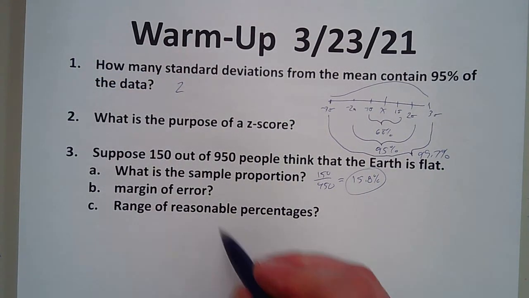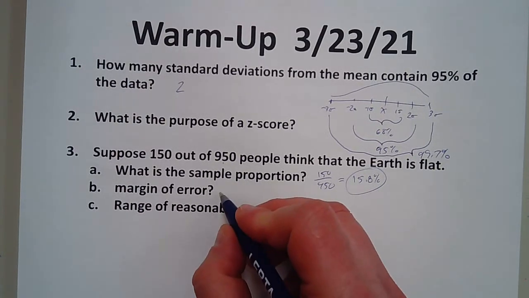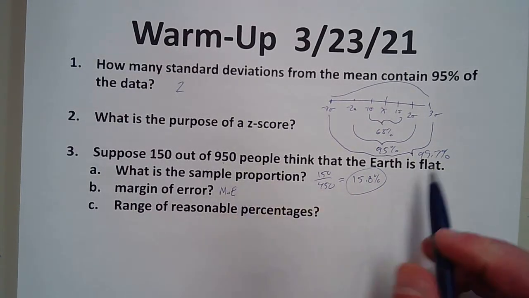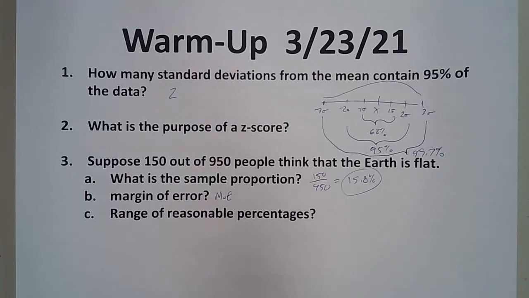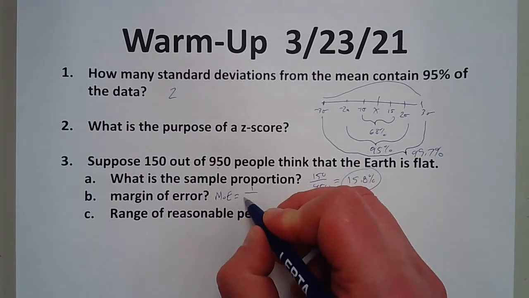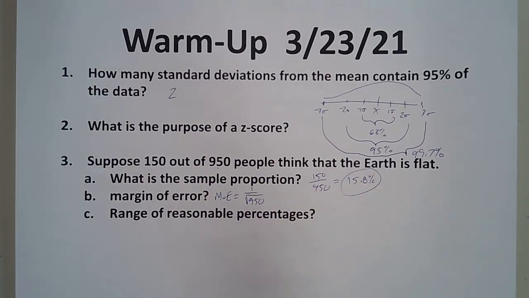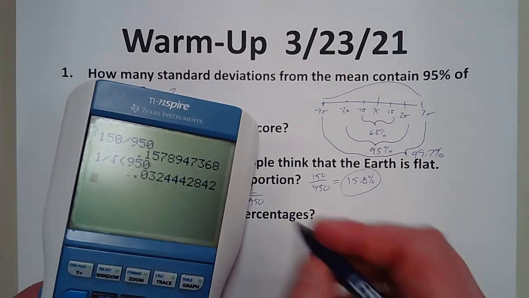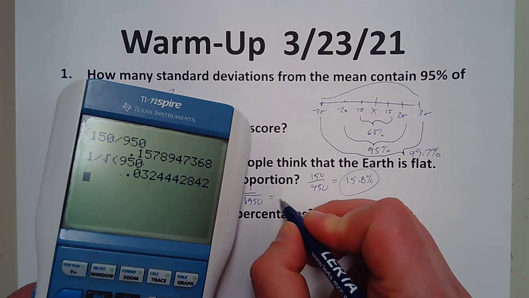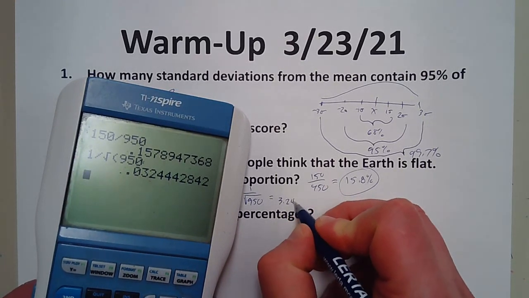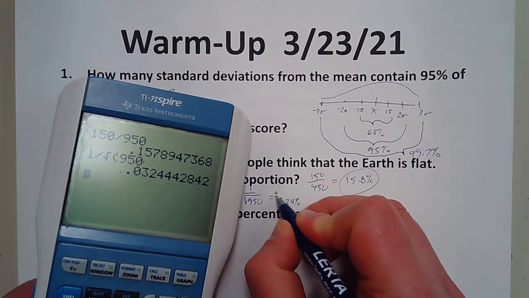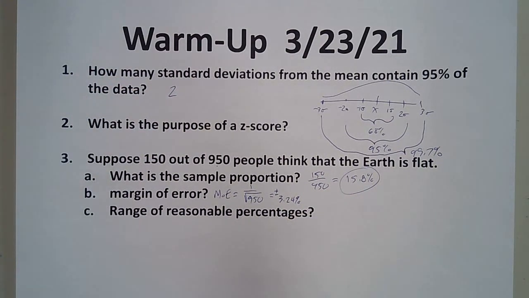What's the margin of error? Well, 950 people were surveyed. So for the margin of error, this is a categorical question, flat or not, so 1 over root 950. Put that in the calculator, and I'm going to put that as a percentage, so 3.24%. And remember, that's always a plus or minus. You're going to add or subtract that to the percent we just got.